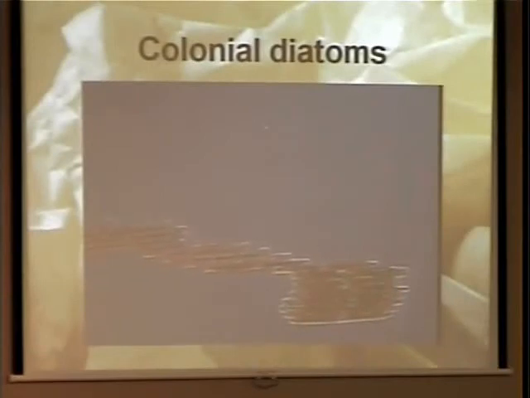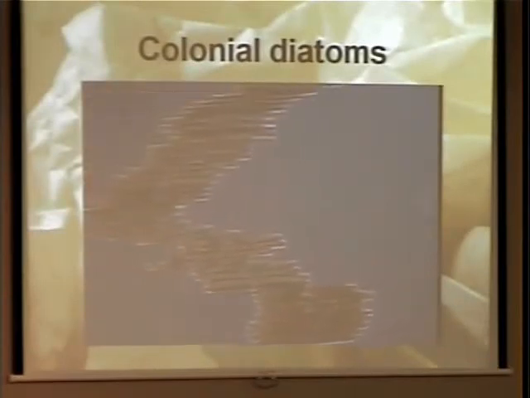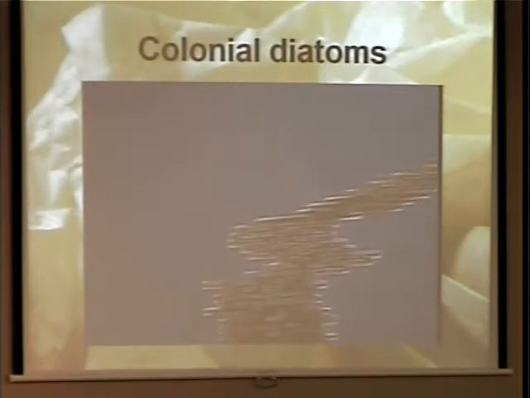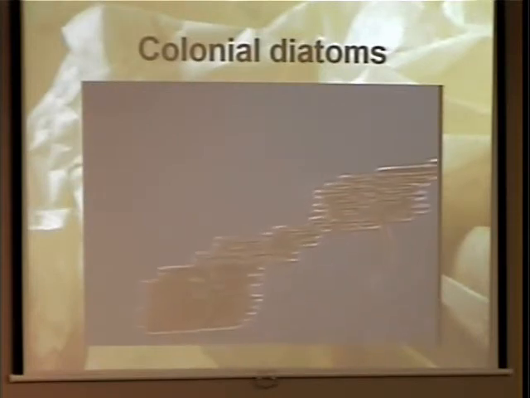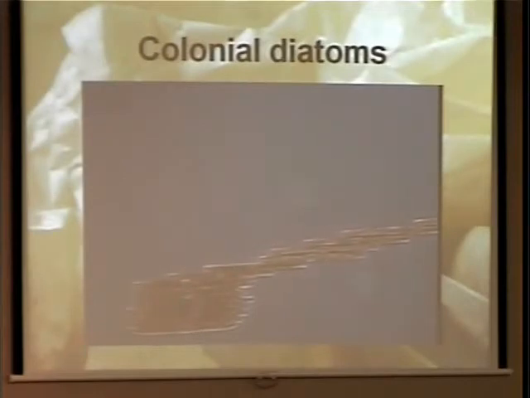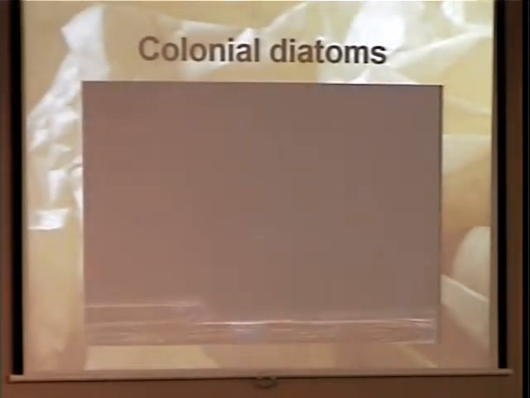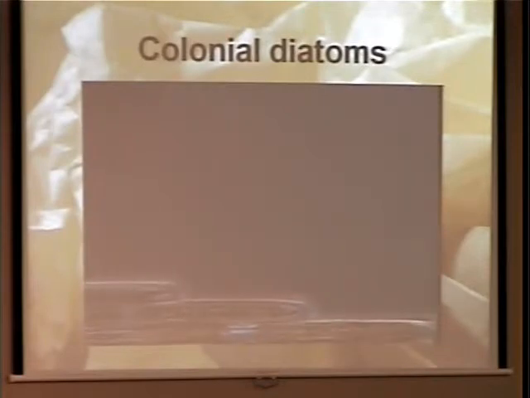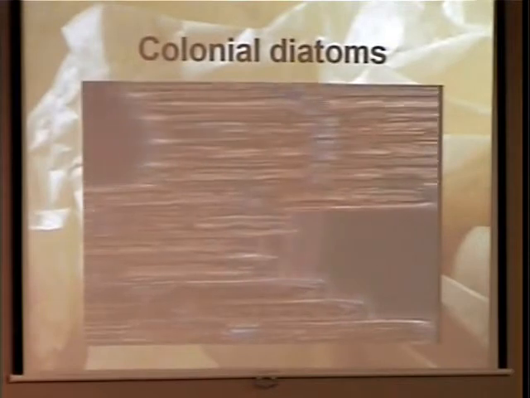A couple of examples of cell movement. This is a colonial diatom, where each of these is an individual cell that fits together in a colony, and their movement, the action through which they're sliding past one another, is using the same protein that our muscles use, called actin. Your muscles move by sliding filaments past one another. It's the same protein that's being used here.